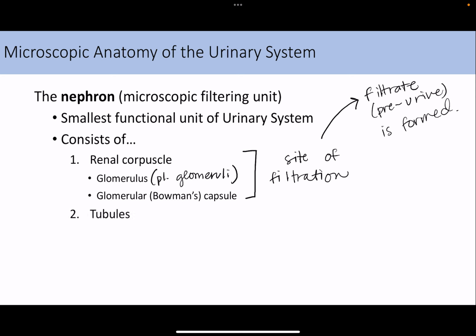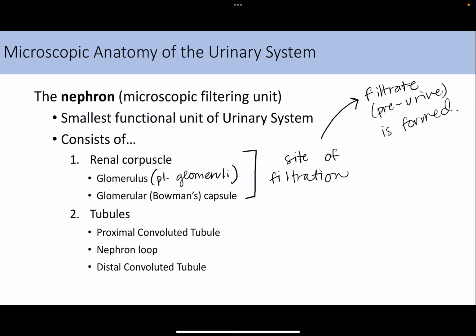And then we have the tubules, where we have the proximal convoluted tubule. Remember proximal, when we learned about the body, it meant closest to the trunk. Proximal in this case is closest to the glomerulus. So the glomerulus is where we start and where all the filtration happens. And so the tube that's closest to the glomerulus is called the proximal convoluted tubule. And it's convoluted because the tubes are all kind of wound together.